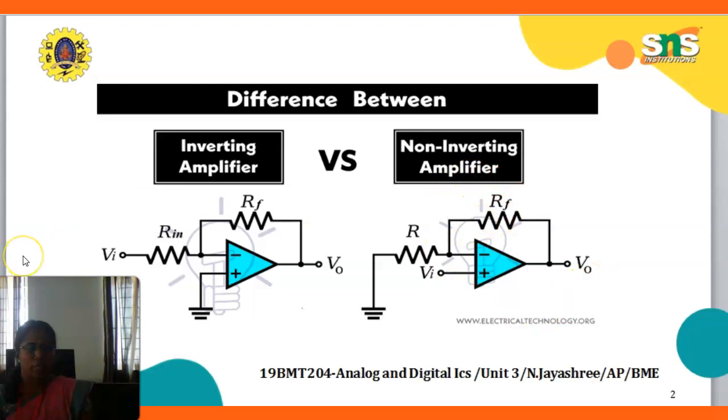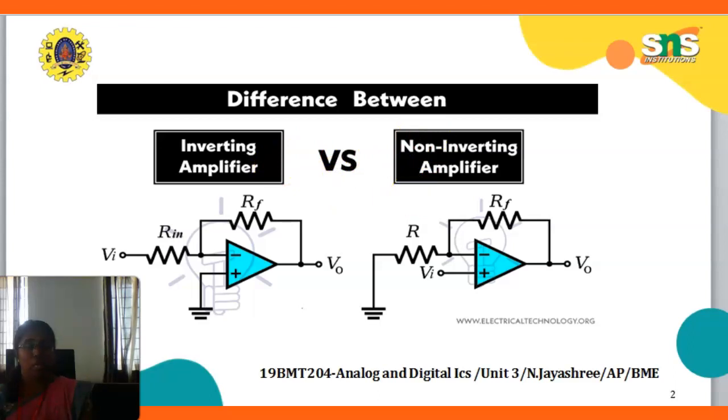So here the input is connected to the inverting terminal and the non-inverting terminal is connected to ground, whereas here the non-inverting terminal is connected to the input and the inverting terminal is connected to ground. This is what this block diagram represents: inverting amplifier versus non-inverting amplifier.